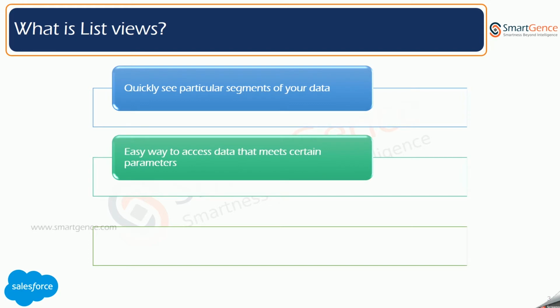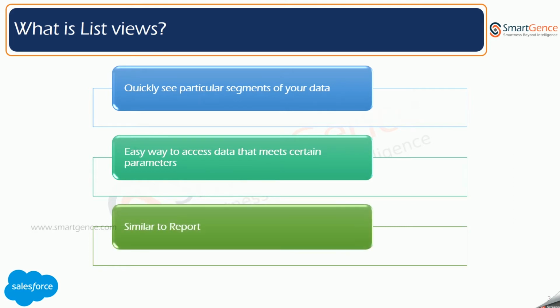So this is an easy way to access the data. How? As I have said earlier, we can put in the filters, so we can define the parameters of the records which have to be displayed. That way, we can easily access the required data which meets the parameters. This is again similar to a report. In reports, we put in the filters, and based on those filters the records will be retrieved, correct? We also define the fields which we want to see in that particular report. Again, even in list views, we will be able to define the fields which we have to display. So basically, it is more or less similar to reports.